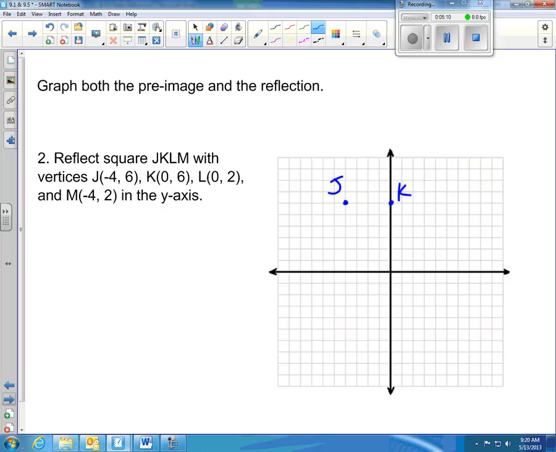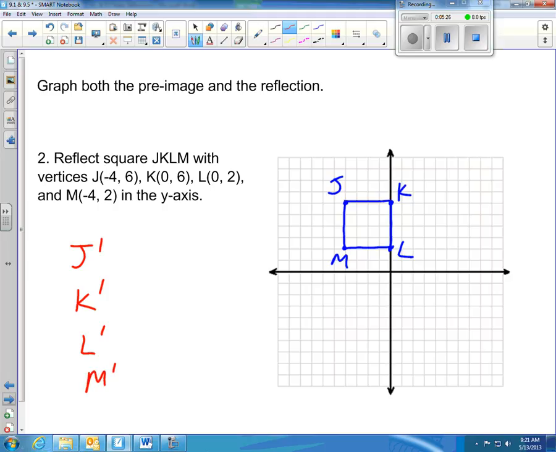L is 0, 2. And then M is negative 4, 2. So here is our pre-image, excuse me. So now J prime, K prime, L prime, and M prime.